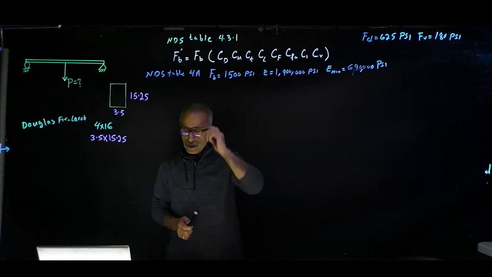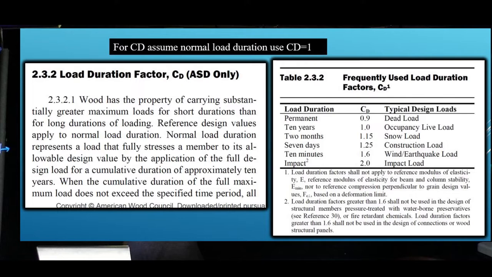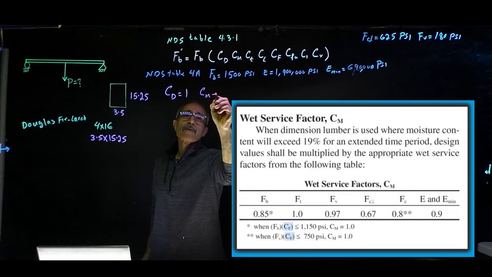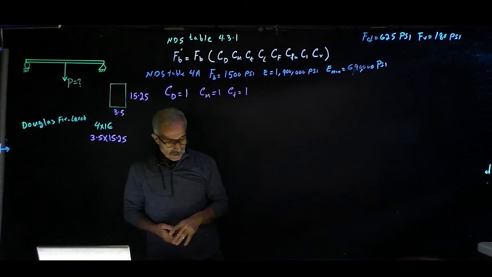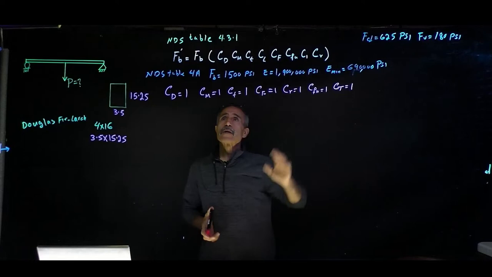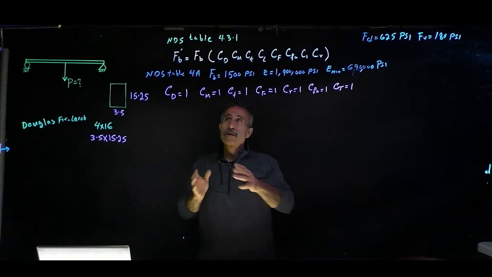I'm going to calculate all the adjustment factors, and I'll put them on the board as I go along. For the CD adjustment factor, we're going to use 1. Most of our factors are going to come out to be 1. This is an inside condition, so CM is equal to 1. And CT, for temperature, is going to be 1. The size factor is also going to be 1 if you look at the table. Most of our adjustment factors come out to 1 because the beam is in an inside condition, and because it's bigger than 14 inches, it's 16.